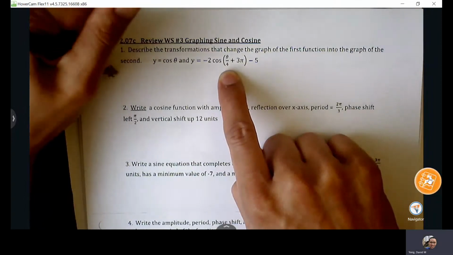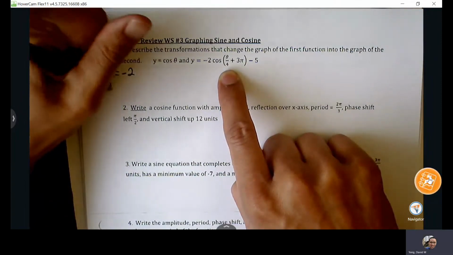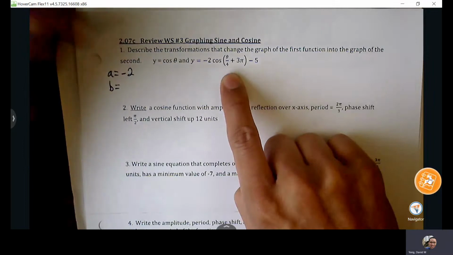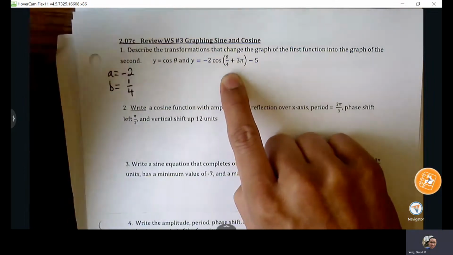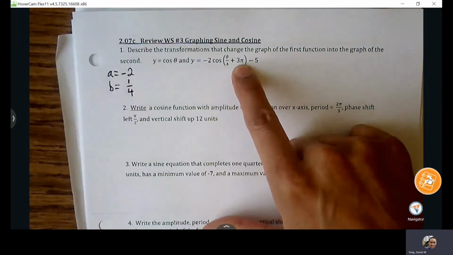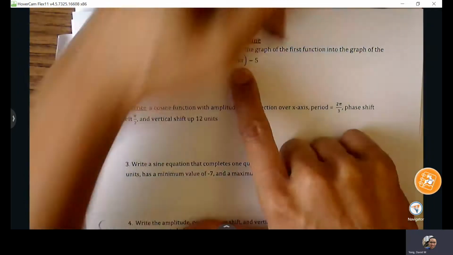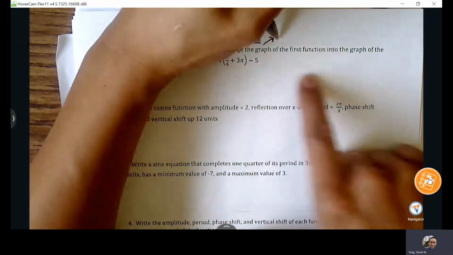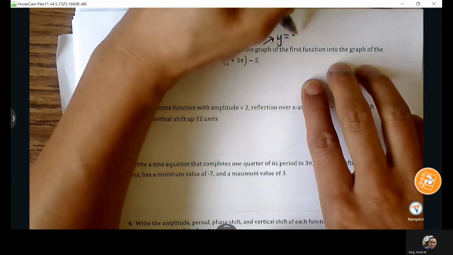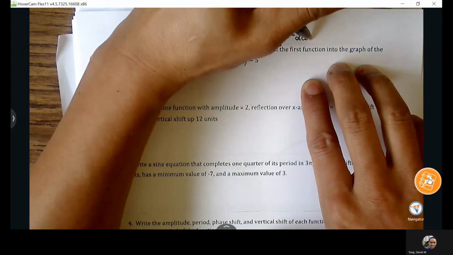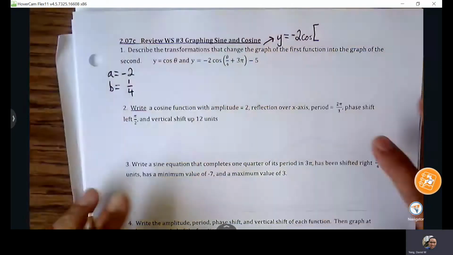I know my a is -2. What's the b value? 1/4. Okay, and I don't see it outside a set of parentheses. That's going to throw off how I interpret the phase shift here. So I'm going to rewrite the equation. Y equals, get that bracket to show up.